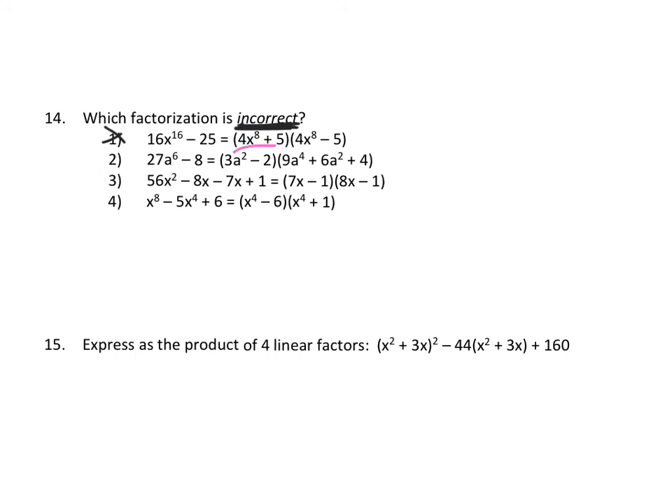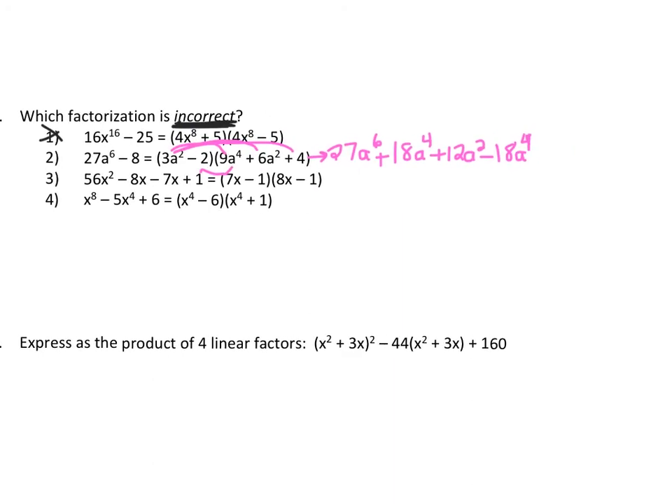All right, so let's do this. So 3a squared times 9a to the 4th would be 27a to the 6th. Remember, you add those exponents. Okay, 3a squared times 6a squared would be positive 18a to the 4th. And then 3a squared times 4 would be positive 12a squared. All right, so now let's distribute the negative 2 to all three terms. So negative 2 times 9a to the 4th is negative 18a to the 4th. All right, I'm kind of running out of room, so let me just give myself a little more room. So then negative 2 times 6a squared would be negative 12a squared. And negative 2 times 4 is negative 8.